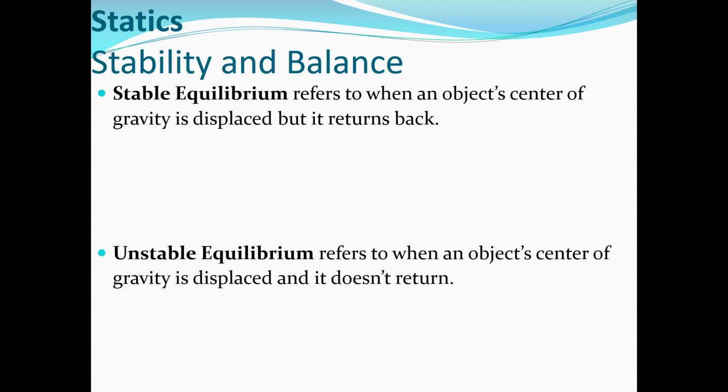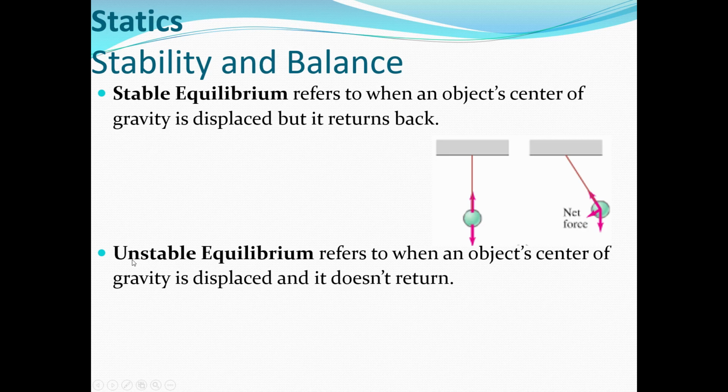Now stable equilibrium is referring to a state where when an object is displaced from its equilibrium point, it will always return back to that location. Now, the most common example of this is a pendulum. A pendulum is normally in equilibrium at the very bottom of its swing. If you displace it, it will swing back. It will swing back and forth, but eventually it will relocate to that location.